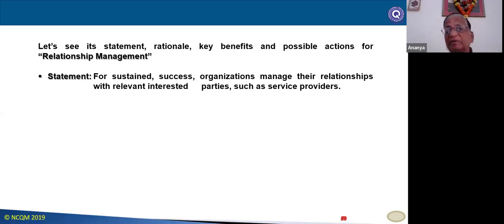What are the 7 quality management principles? One is customer focus. Second is leadership. Third is engagement of people. Fourth is process approach. Then improvement. Then evidence-based decision making. And last is relationship management. These are available in the ISO 9000 standard.